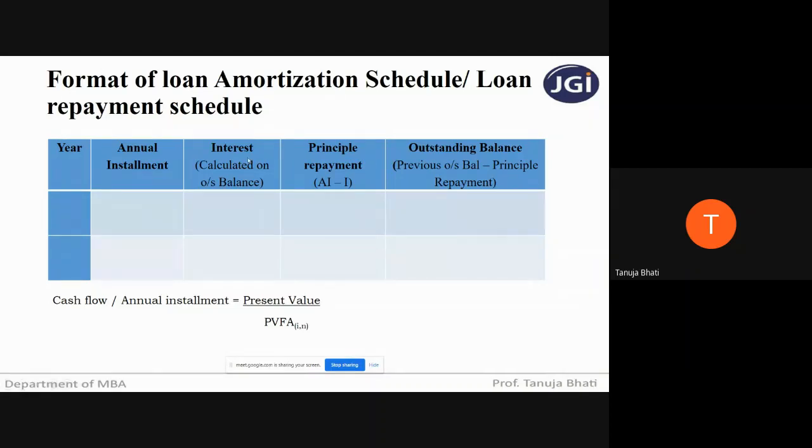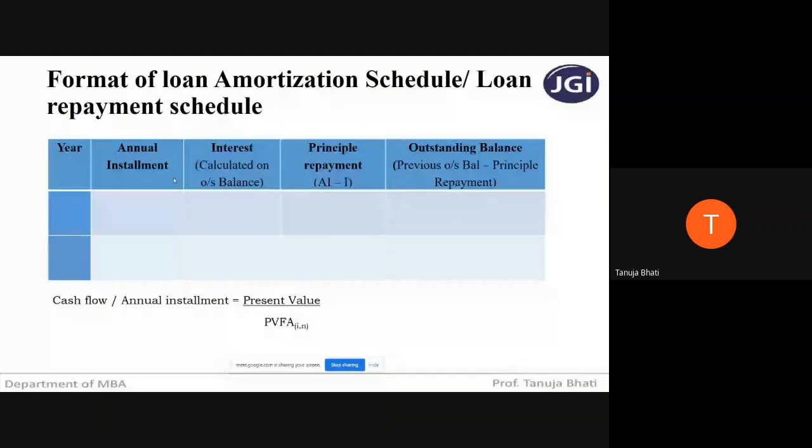Next is interest and principal. Students, whatever annual installment you're paying to the bank, suppose you're paying an annual installment of 5,000 to the bank. What the bank does is, first from that annual installment, it removes the interest portion, and the balance it gives to the principal repayment portion.